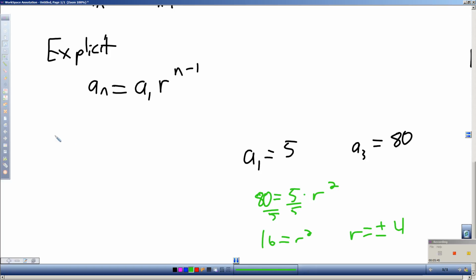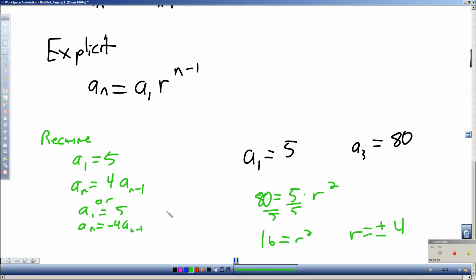So let's do recursive first. What would A1 be? 5. Okay, and An is plus or minus 4 times An minus 1. We could say it's either this one or this one. How would you write it? We say A1 equals 5, An equals 4 times An minus 1, or A1 equals 5, An equals negative 4 times An minus 1.